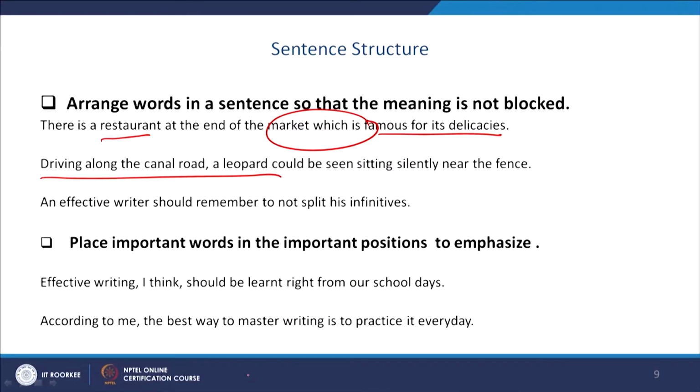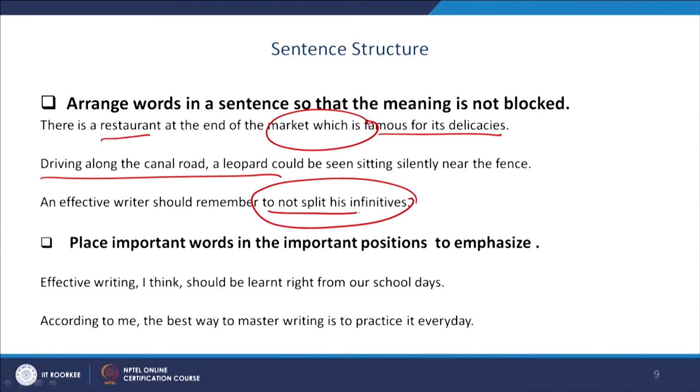Again, effective writers should remember to not split their infinitives. Here, you all might have come to know a golden rule of grammar: never split infinitives. Now, what are infinitives? Infinitives are verbs which take 'to': to go, to do, to swim, to think, to bury, to worry, fine, all these are infinitives. Now, when there is an infinitive, the rule says that do not split the infinitive.